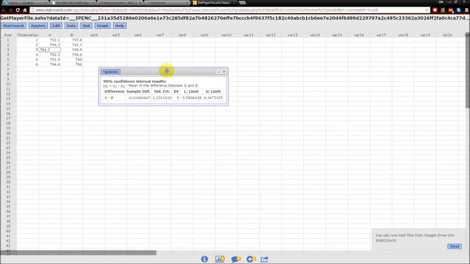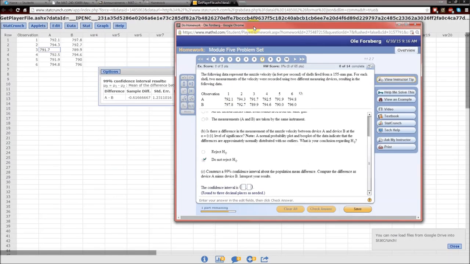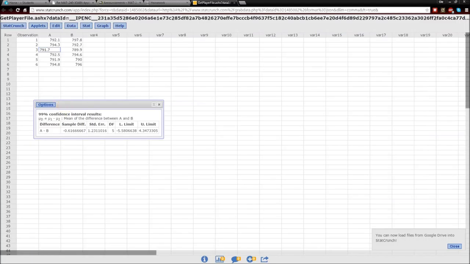The window pops up. It's for A minus B, sample difference, which we already knew, standard error, which we already knew, degrees of freedom is still N minus 1. There's the lower, there's the upper. Notice that 0 is within this confidence interval. That tells us also that there is no significant difference between A and B. So let's go ahead and put the numbers in.